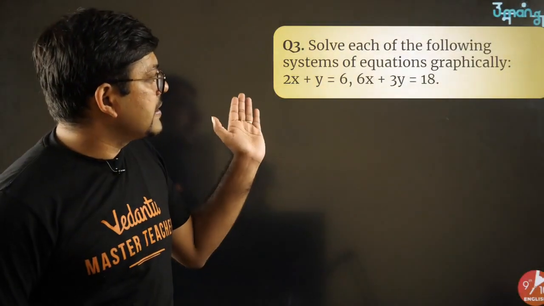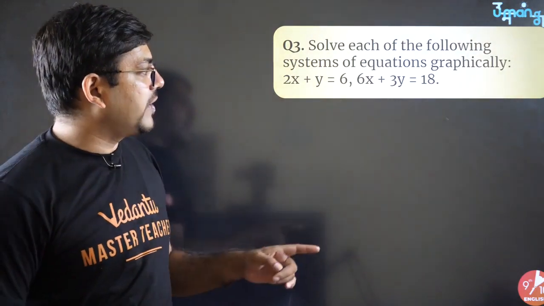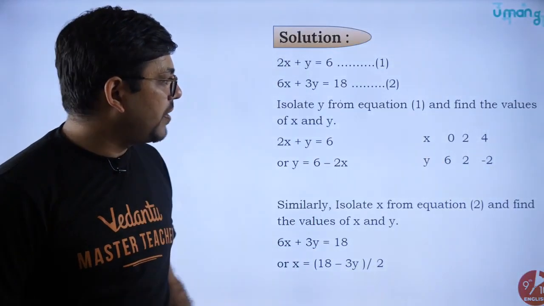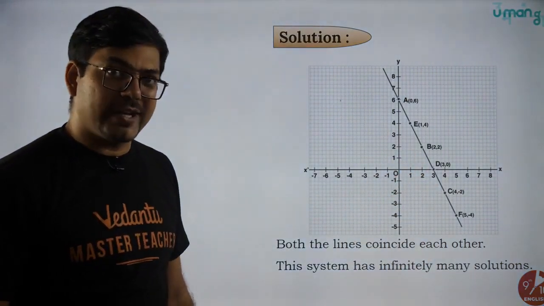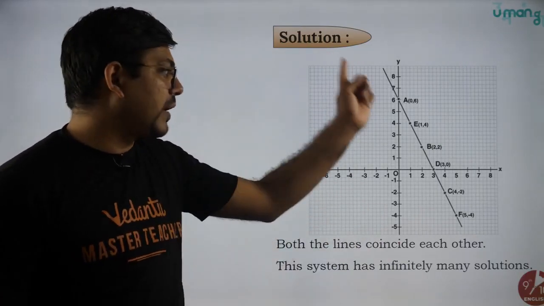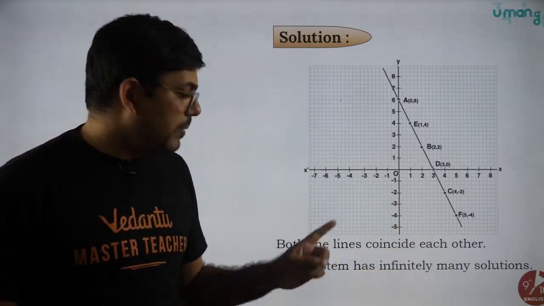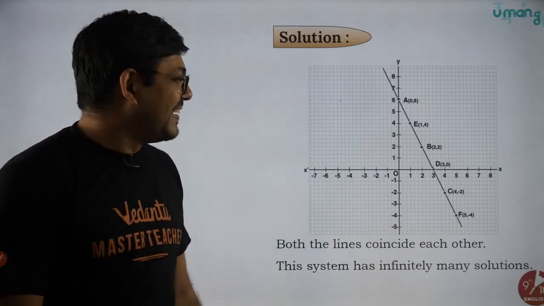The next question, again the same type, system of equations, you have to solve it graphically. If it is graphical, again you will be making the column method, you will be making the graph, and the line is like this. Eureka! Both the lines coincide with each other, so you will get only one line. That's why only one line is shown, because both the lines are coinciding with each other. Okay, fine. Let's move on.